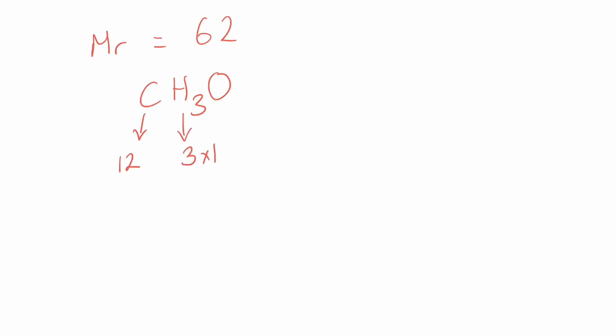Okay, so also we were told that the Mr of the compound was 62. We've calculated that it's CH3O, so now we need to know the molecular formula. Okay, so the way we can do this is we know the atomic mass of carbon is 12. We know that there are 3 hydrogens and each one is 1, and we know oxygen is 16. So we know that 12 times something plus 3 times something plus 16 times something must add up to be 62. So what is that something?